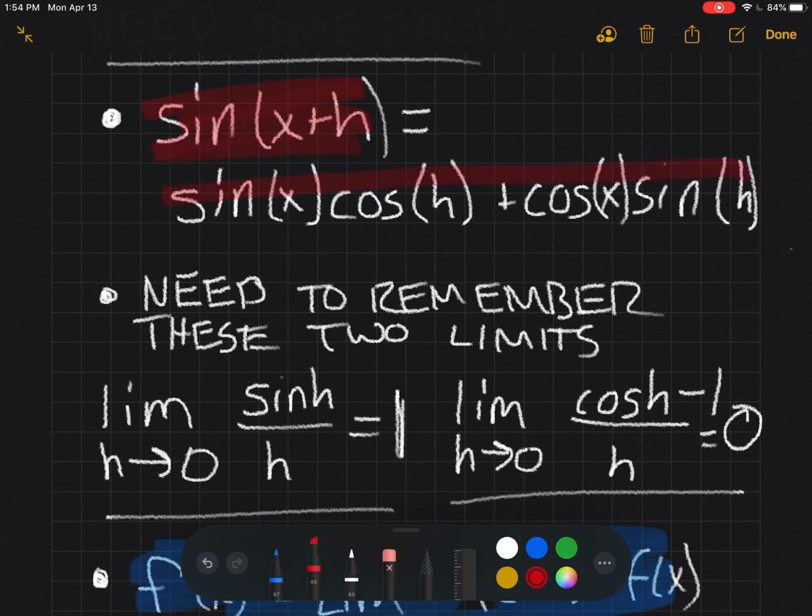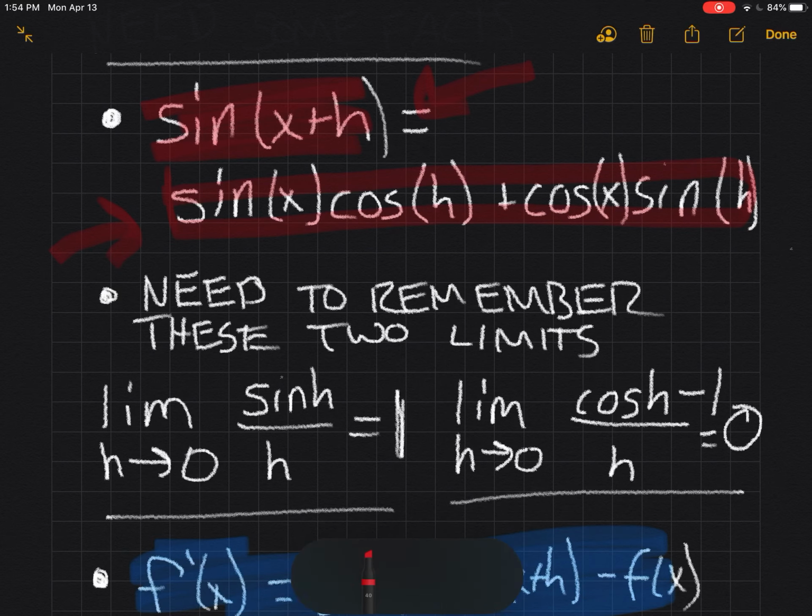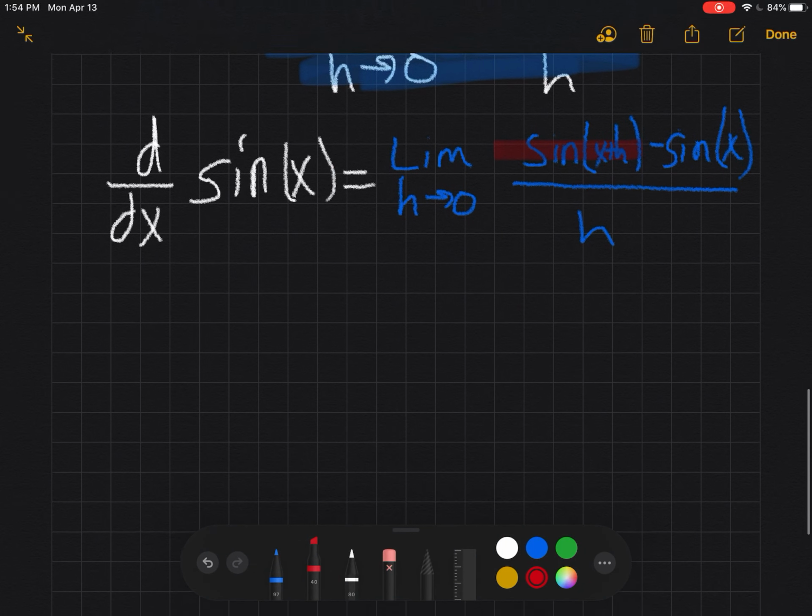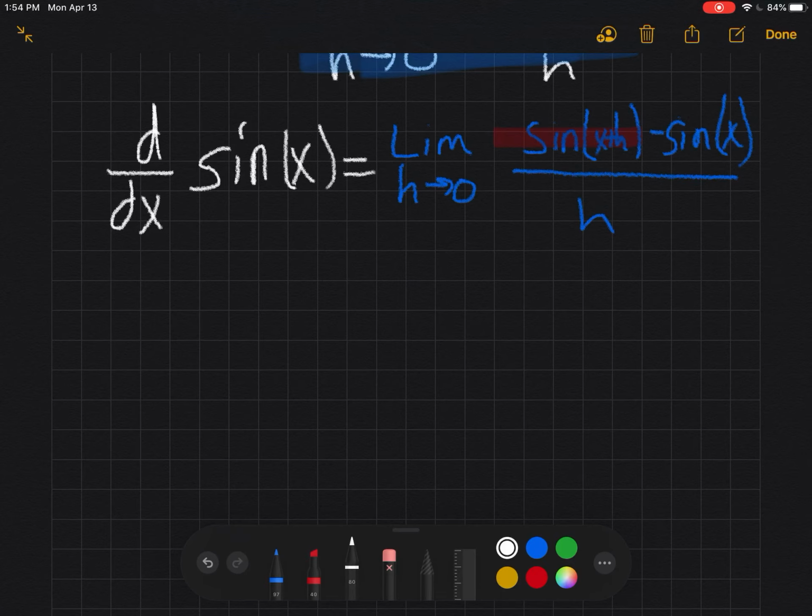And now you might see, look, I have the sine of x plus h here. That was our first fact. I wanted you to remember that the sine of x plus h is equivalent to this statement here. So what we're going to do is replace this with that. That's going to be our next step in this proof.